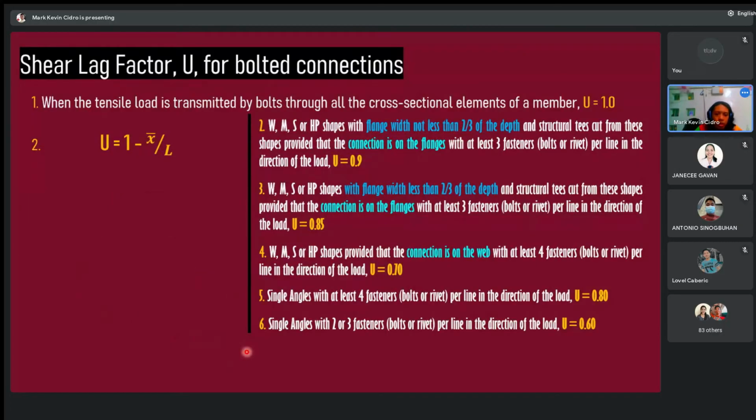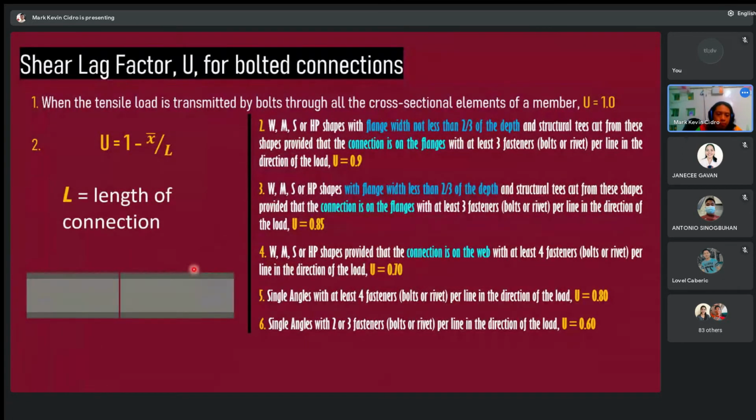So that's how you solve for the value of U. L here is the length of the connection. What is the length of the connection? This one. Take it from the first bolt in a single line up to the last bolt. So that's L, the length of the connection.